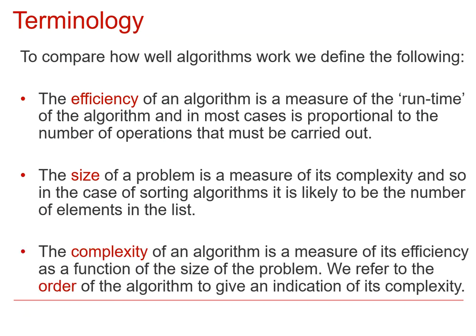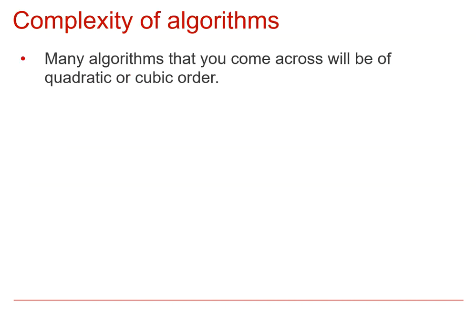This then allows us to define the complexity, which is a measure of how the efficiency changes as a function of the size of the problem. And the order of the algorithm is also an indication of the complexity, and we'll define what we mean by the order on a later slide. So probably most of the algorithms that you will meet here will either be of quadratic order or cubic order.